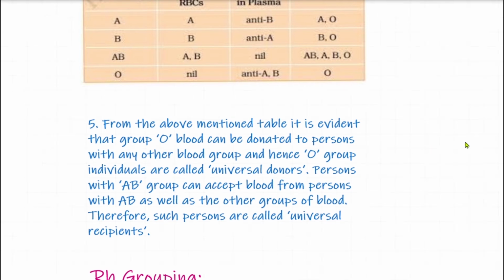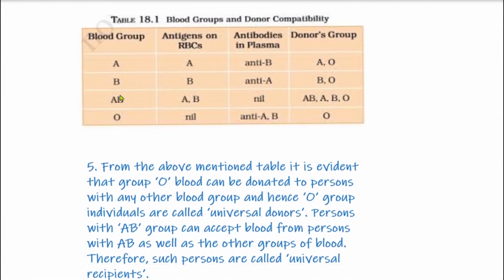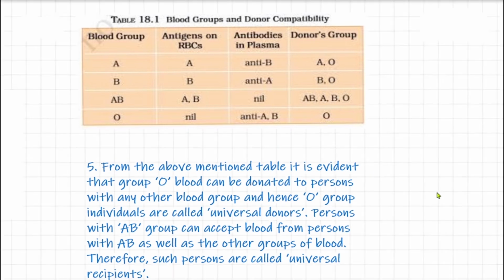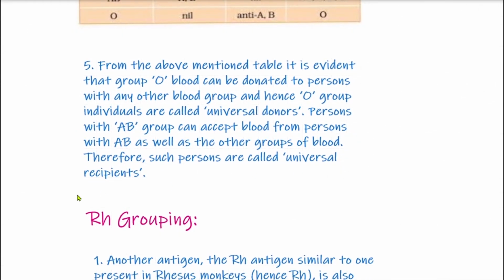And students, you are seeing the person with AB blood group can accept blood from all the four groups A, B, O and AB. So AB blood group persons are said to be universal acceptors or universal recipients. So the persons with blood group AB are called universal recipients because they can take blood from any individual with any blood group.